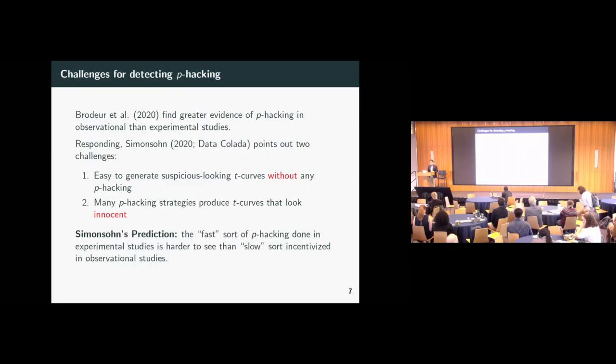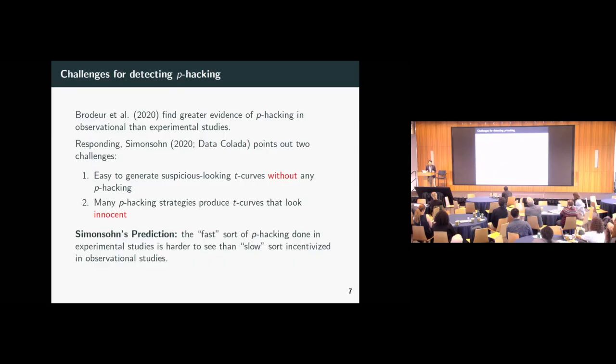Finally, Simonsohn makes a hypothesis or a prediction. The prediction is that the sort of p-hacking that happens in experimental studies is probably harder to see than the sort of p-hacking that he thinks happens in observational studies. I won't get too much into the details of that. I'll refer you to his blog post for that. We're going to return to this prediction at the end of this presentation, so keep that one in mind.